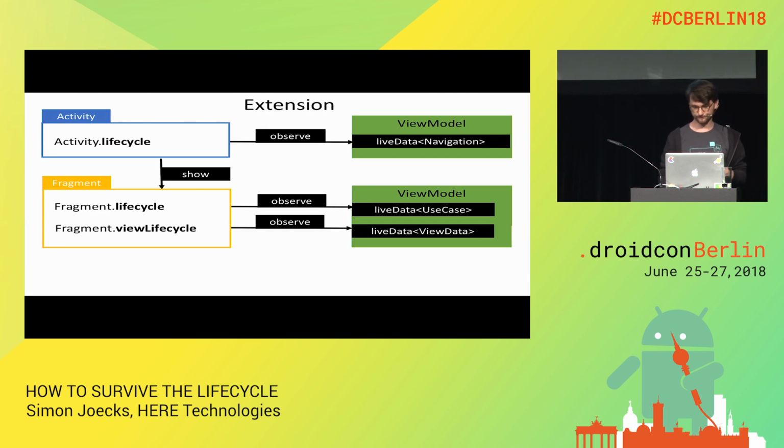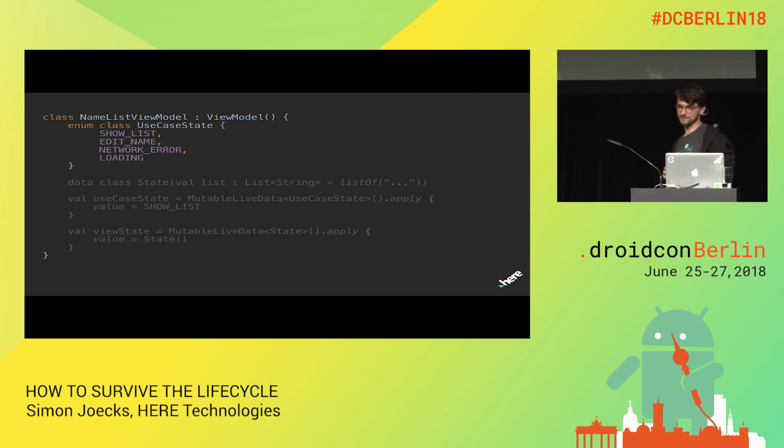How does this look in code? First of all, as I promised, the use case could look like this. You enter the fragment and you have different aspects of this particular business logic. You want to show a list, you want to maybe edit a name by long pressing on it. You have to deal with some kind of network error because you fetched the list from the network, or you are just in the loading state at this particular moment. These are not really view related in particular. We're just describing a high-level situation of this particular use case. And then you would represent this in a live data object that is the use case state.